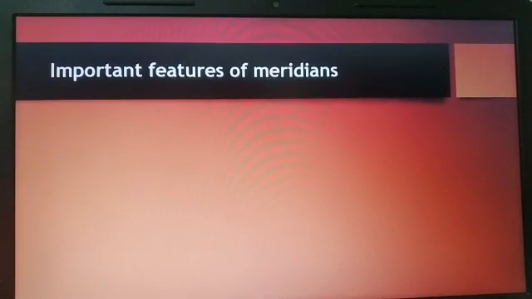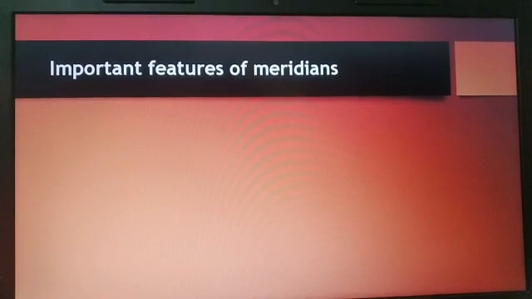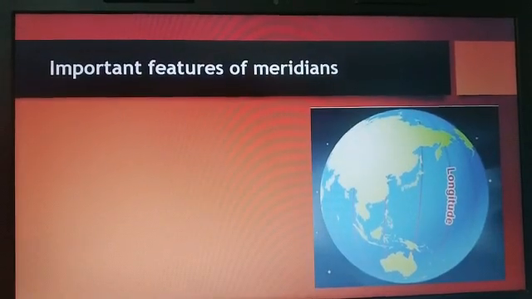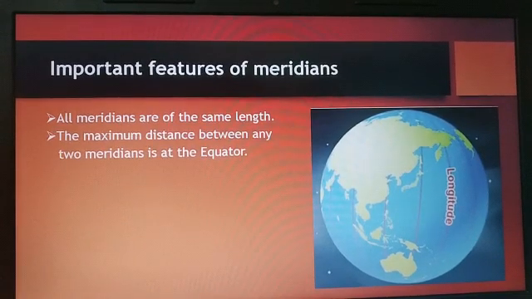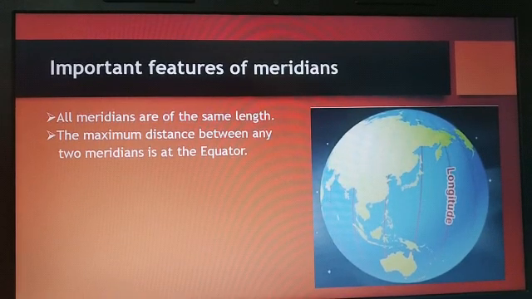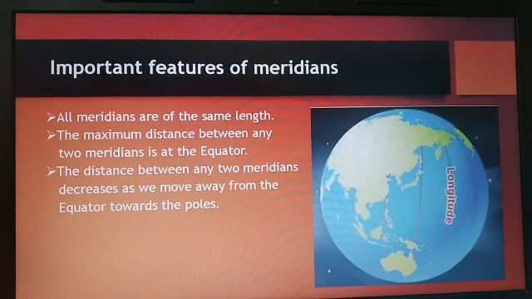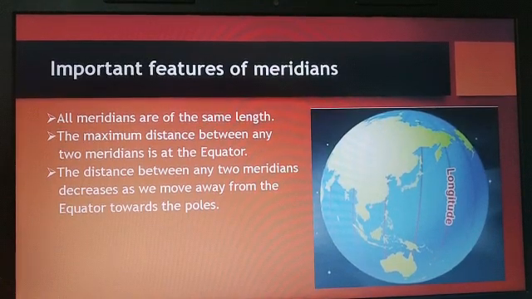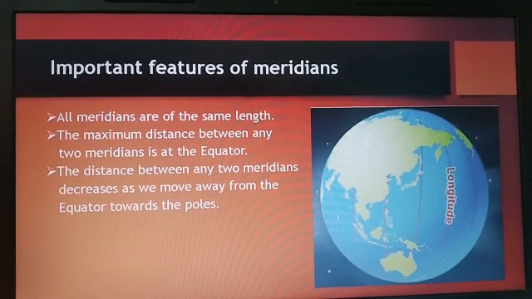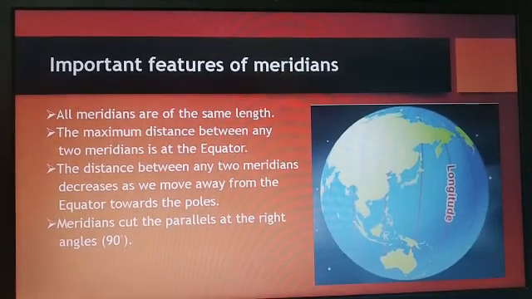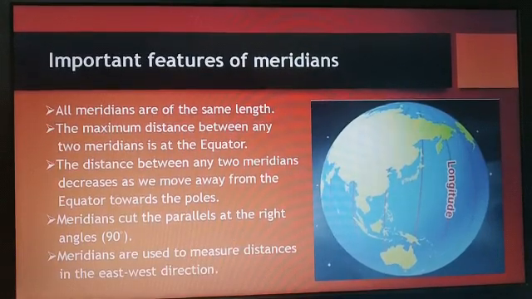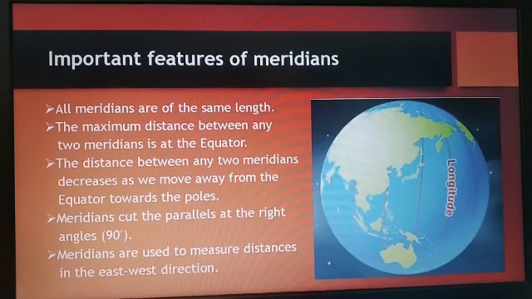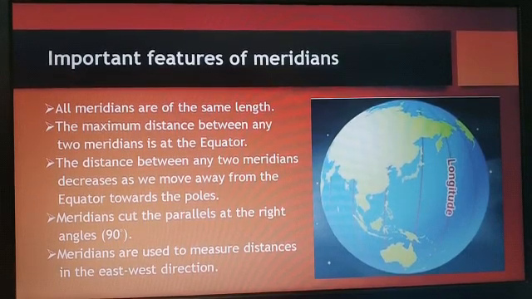Now our next point is important features of meridians. See in this picture, all meridians are of the same length. The maximum distance between any two meridians is at the equator. The distance between any two meridians decreases as we move away from the equator towards the poles. Meridians cut the parallels at right angles, that is 90 degree. Meridians are used to measure distances in the east-west direction.